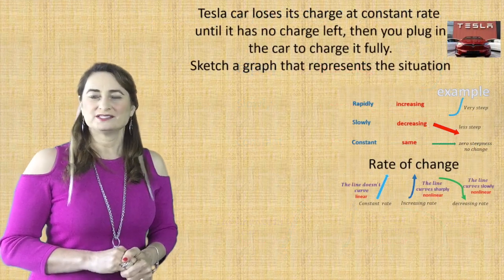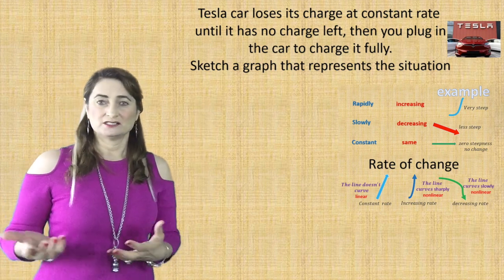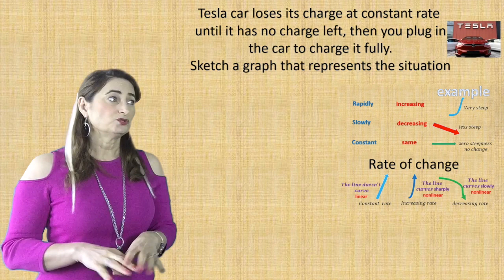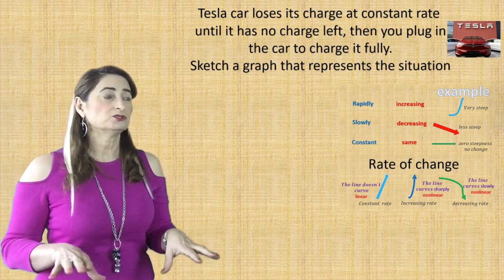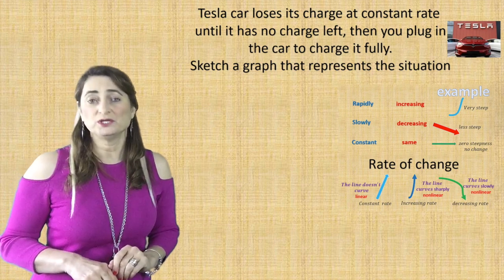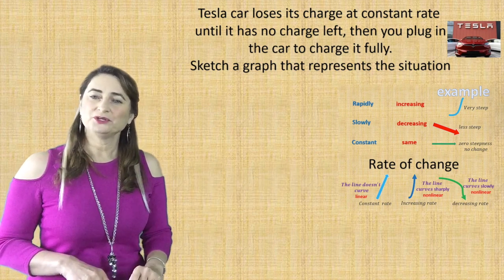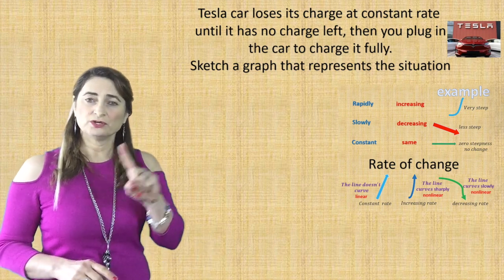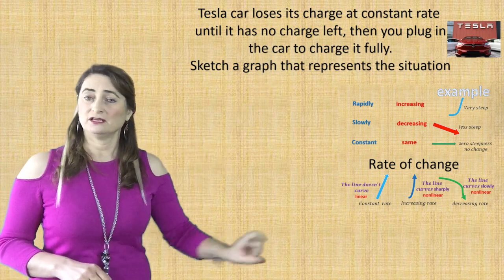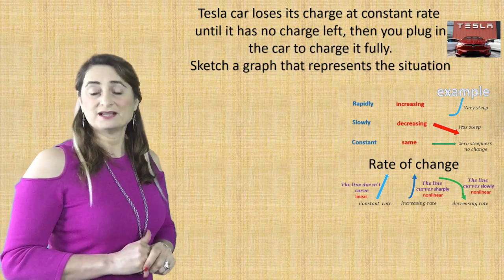Let's sketch this situation. A Tesla car loses its charge at a constant rate until it has no charge left. Then you plug in the car to charge it fully. Sketch a graph that represents the situation. I am going to keep the vocabulary words for you to use. So clue number one is a constant rate. And watch how I need to use a straight line to represent a constant rate.